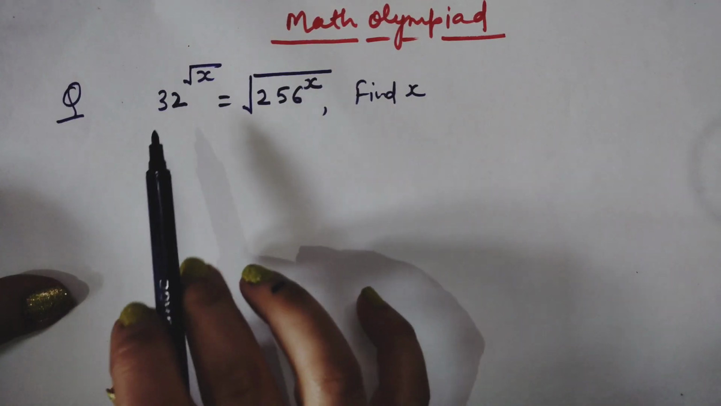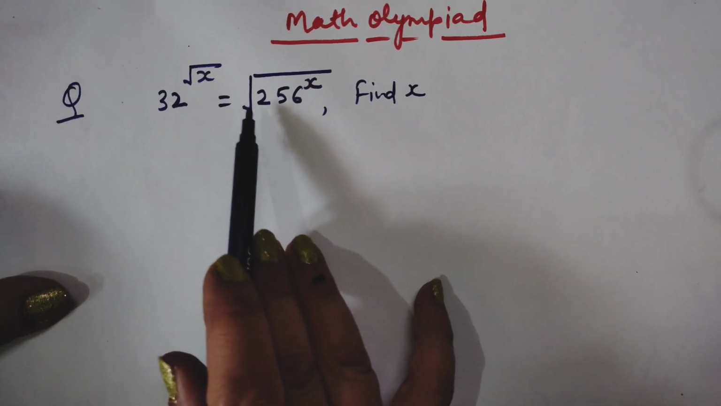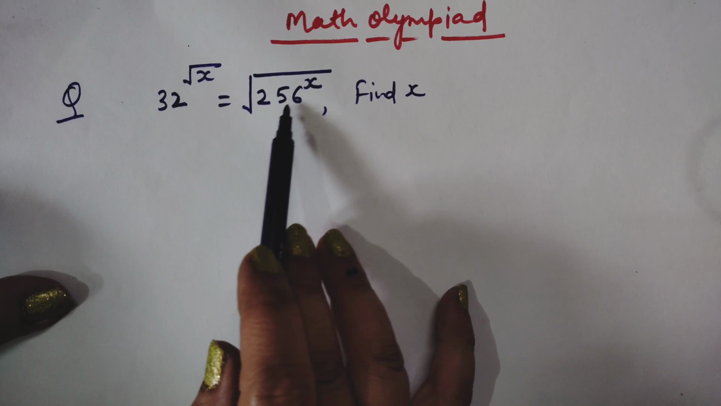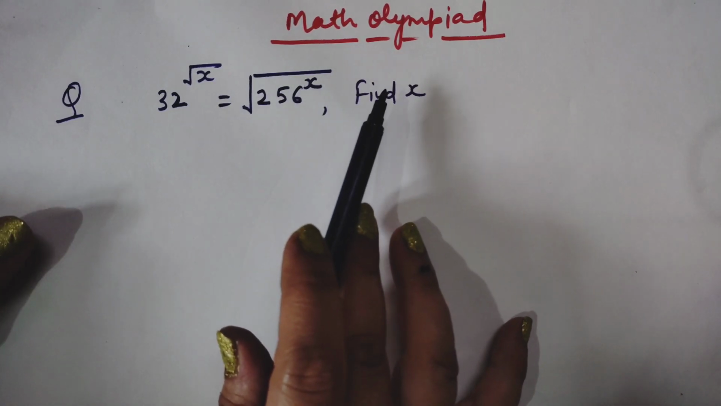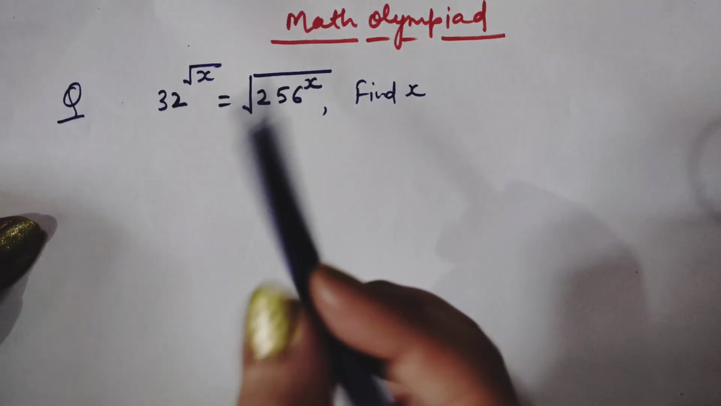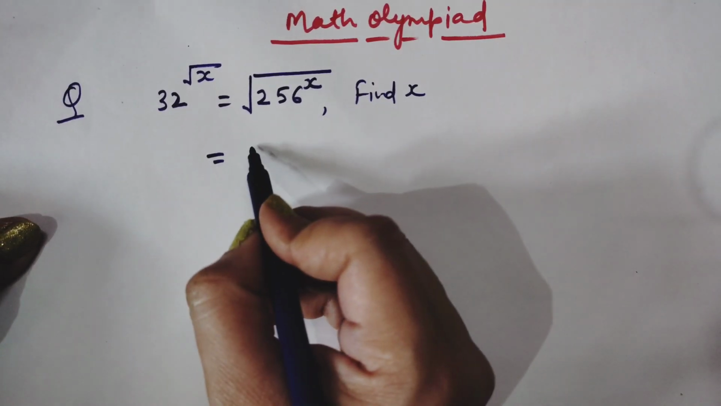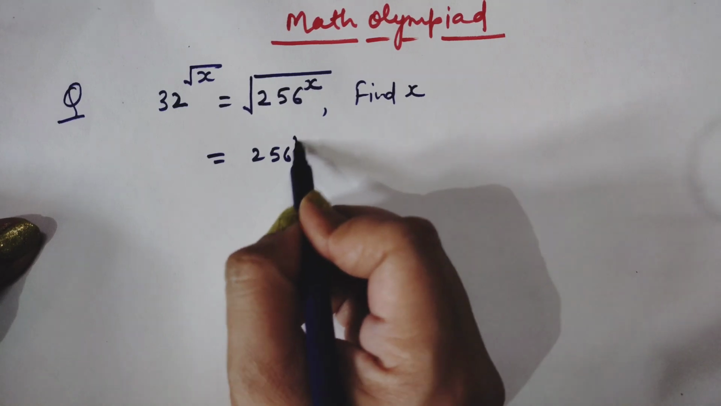Today we are going to solve another Olympiad question. You can see 32 raised to the power root x, equals the square root of 256 power x. Here we need to find the value of x. So how to find this value of x? First of all, look at the right hand side, 256 power x.